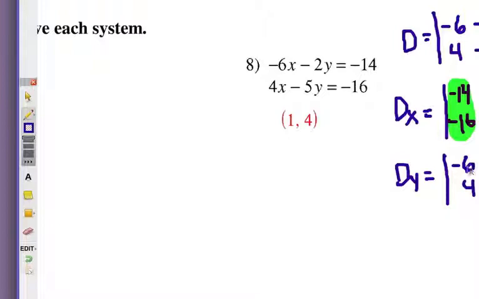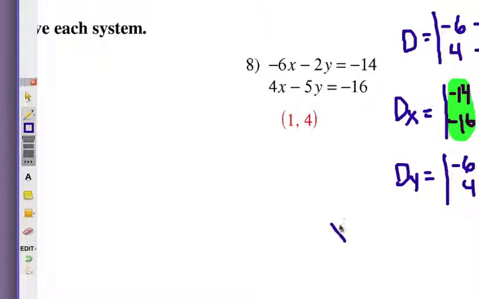So solving the determinant, -6 times -16 is +96. And we're going to subtract this product here, which is a -56. Actually, it means we're adding 56. Note the sign change. All right, total 152.